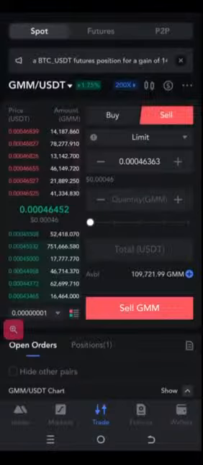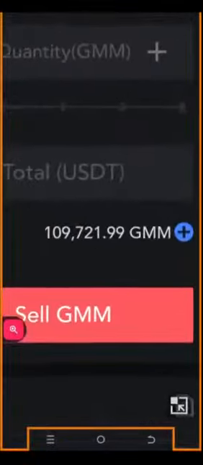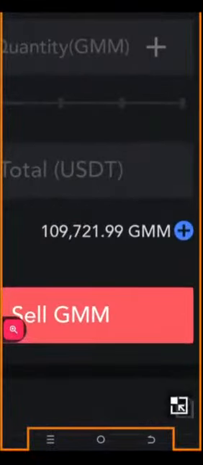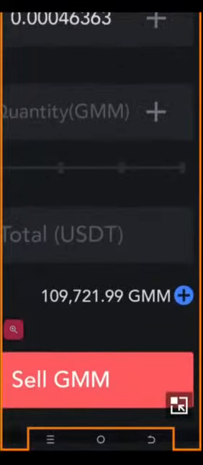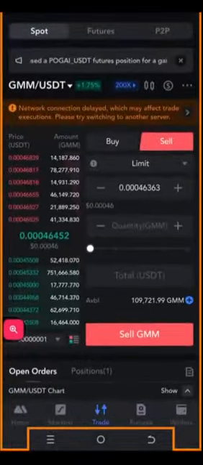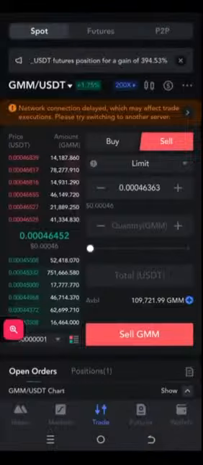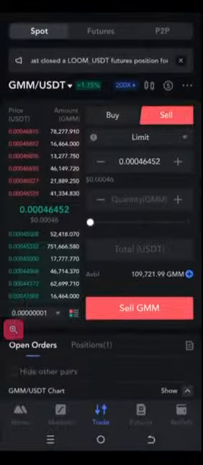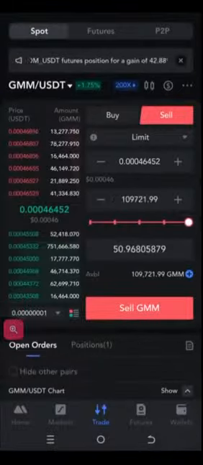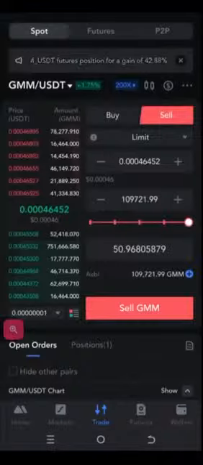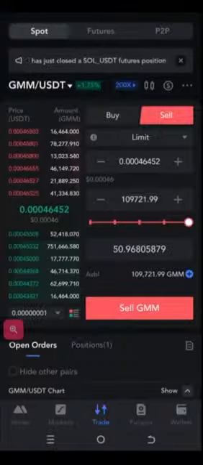All right, it's here. As you can see, we've got our money here. That's 109,721 GMM. Okay, so let's go quickly and set our sell limit. But let's just even quickly see if we just want to sell outrightly, right? What is that going to give us? Okay, so let's put the entire 100%. Oh, this is 50.96. So that means if I click on sell, that's going to put me in the queue.